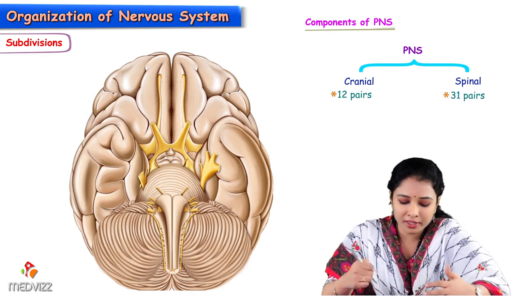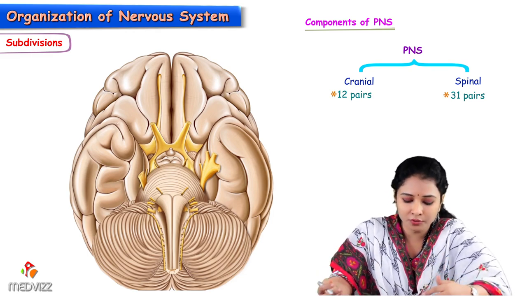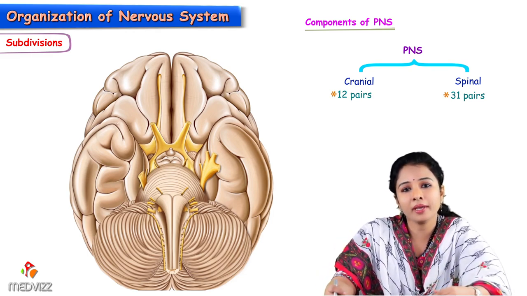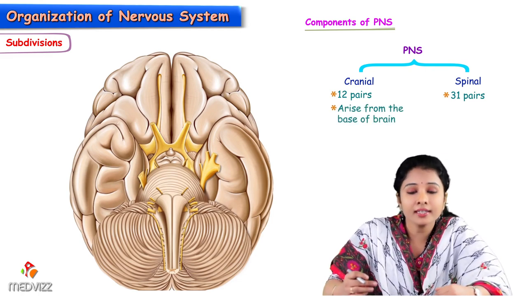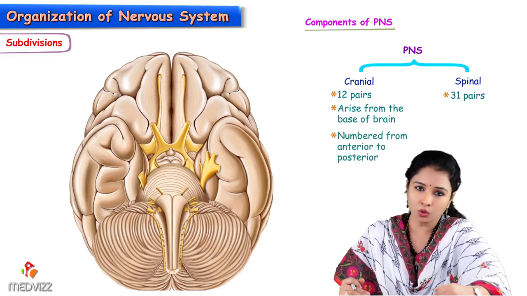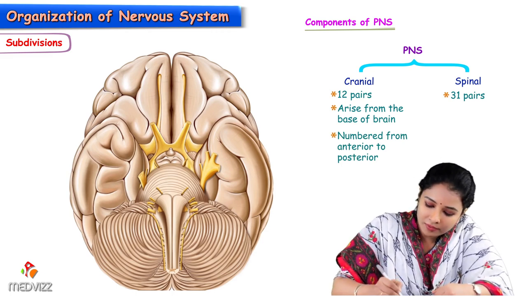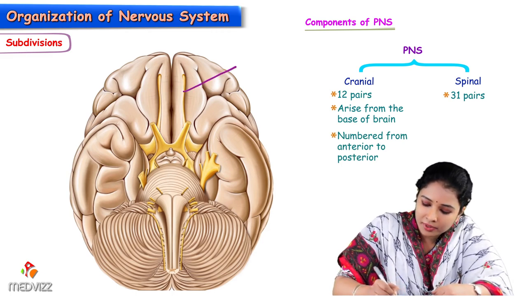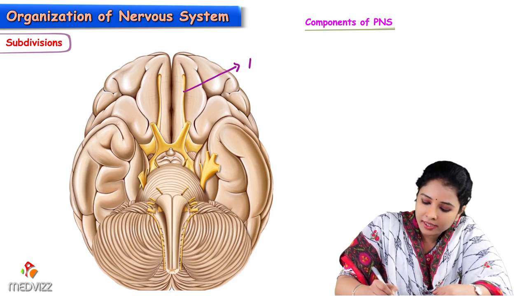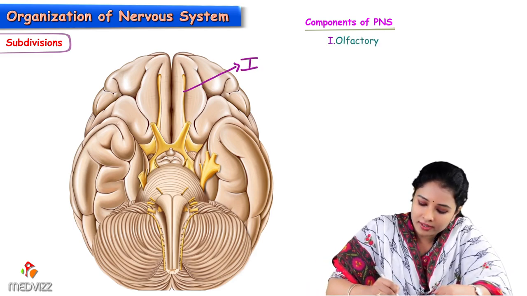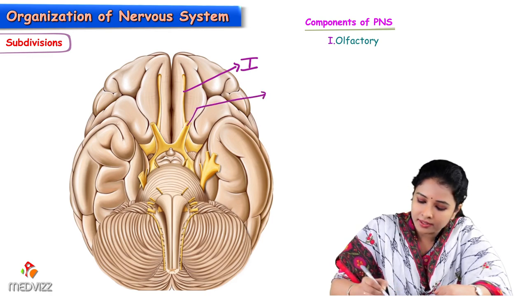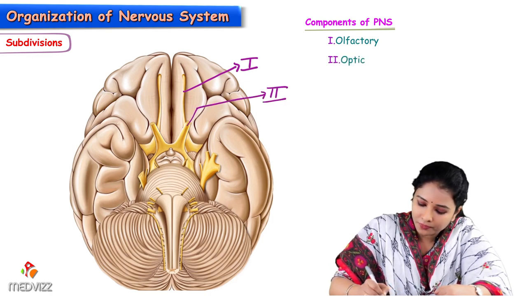Here we can see the picture showing the base of the brain, where the 12 pairs of cranial nerves arise from the base of the brain, and they are numbered from anterior to posterior. So, from the first, I am just writing numbers. The first cranial nerve is the olfactory nerve. This is olfactory. The second cranial nerve is the optic nerve.